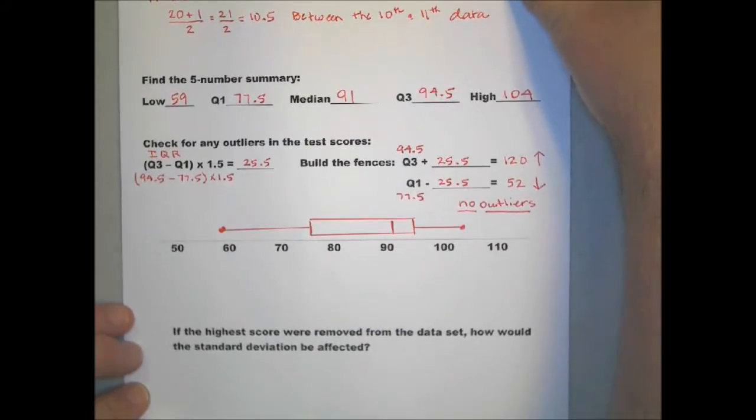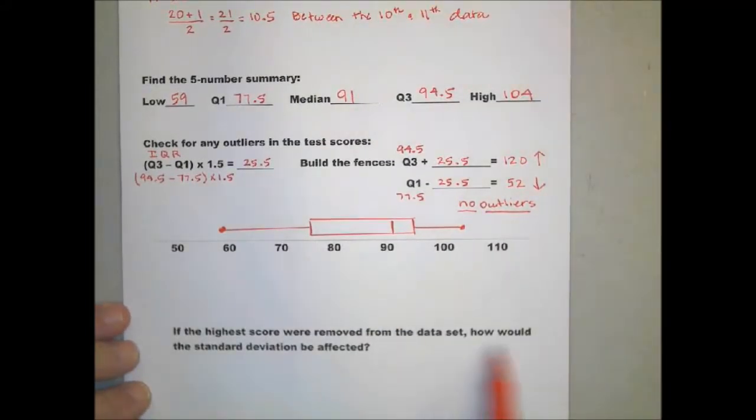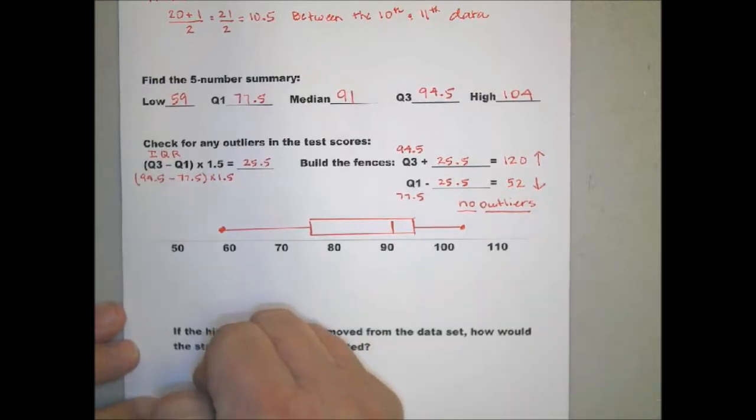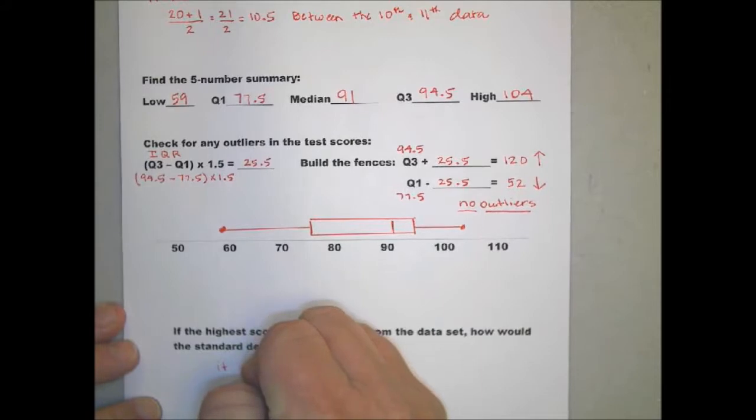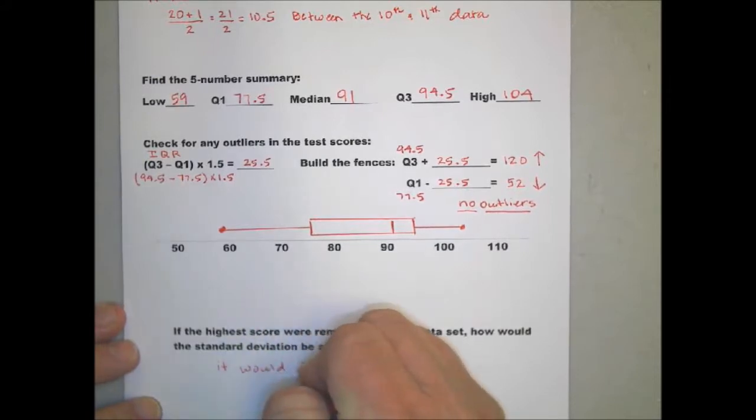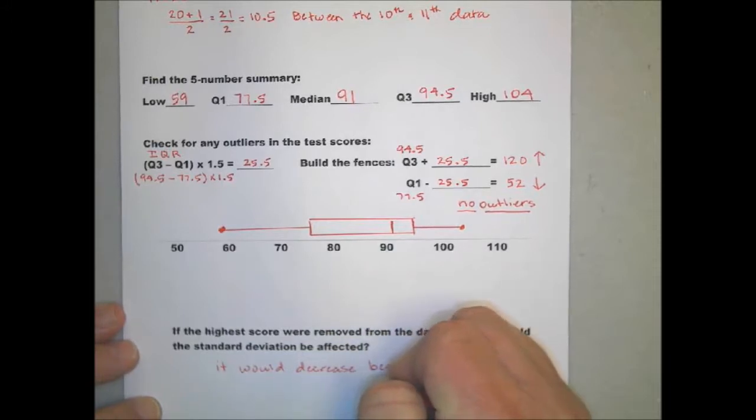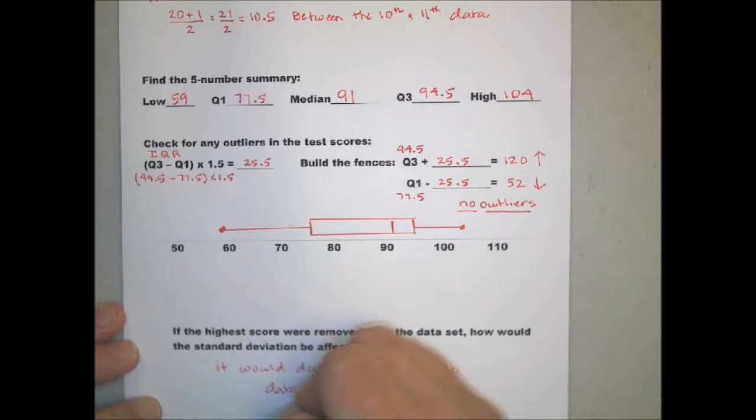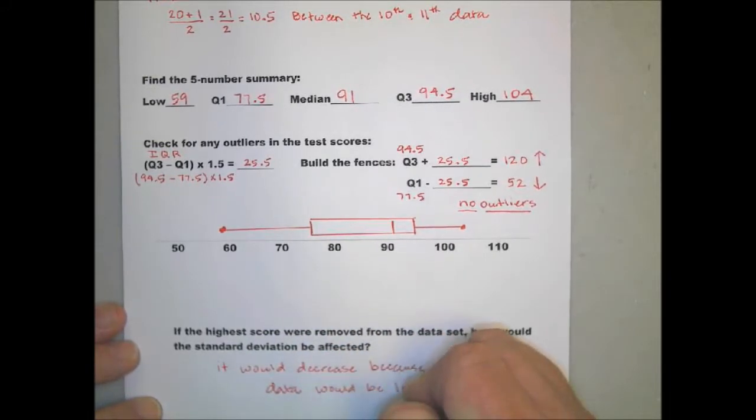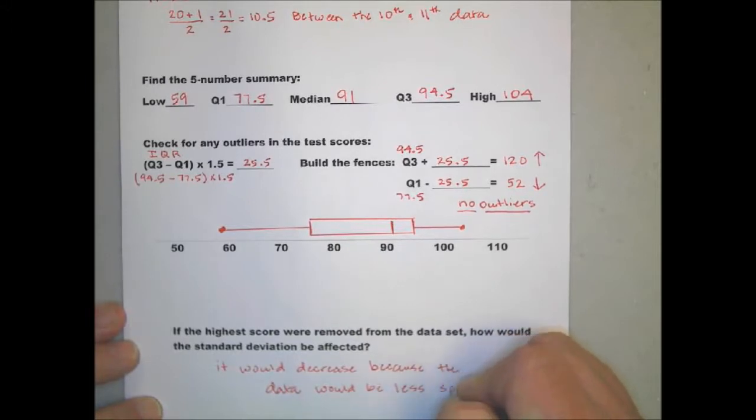So here's the question right there. If the highest score were removed from the data set, how would the standard deviation be affected? It would decrease because the data would be less spread out.